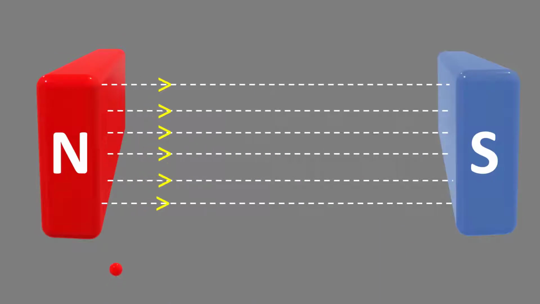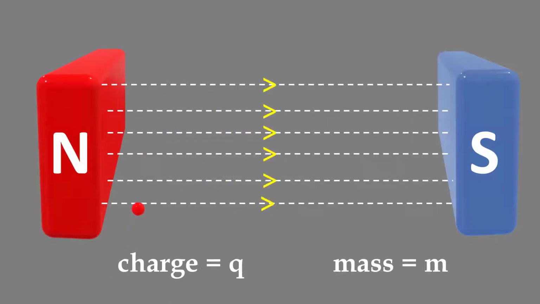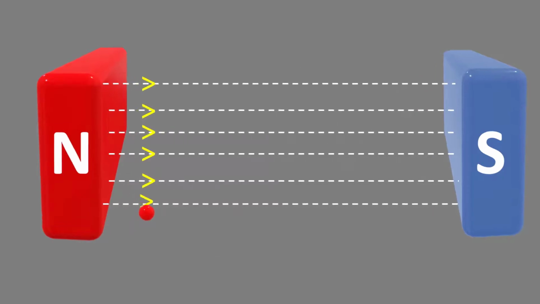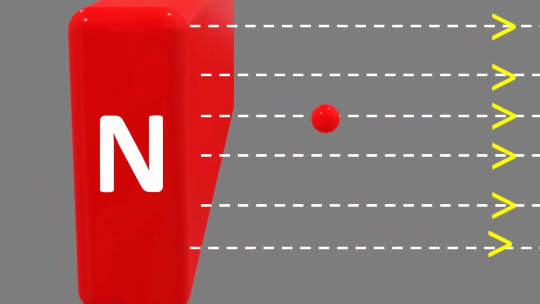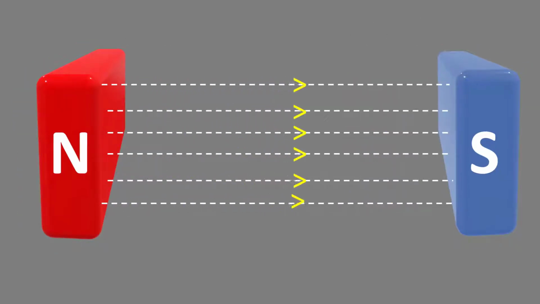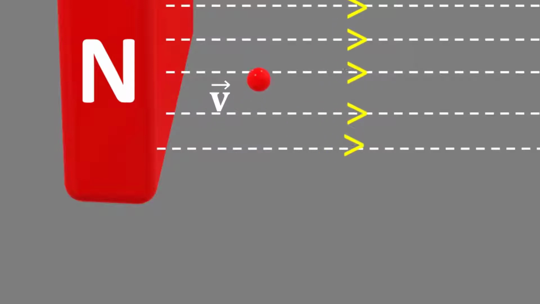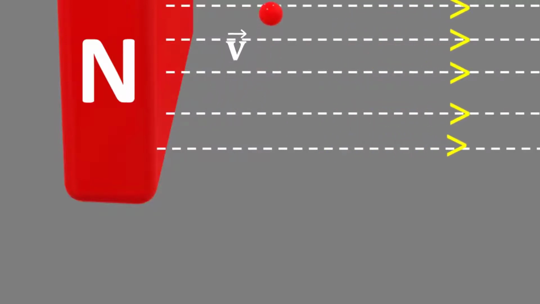Consider a charged particle with charge q and mass m entering a region of a uniform magnetic field vector B with a velocity vector v. What will decide the motion of the charged particle? The force experienced by the charged particle is given by the Lorentz force, q into v cross B. Since the magnetic field is uniform, the velocity of the charged particle will decide the motion of the charged particle.